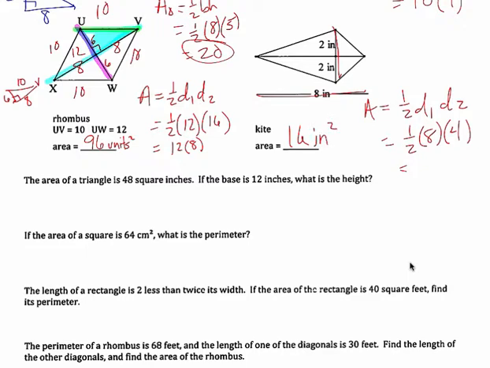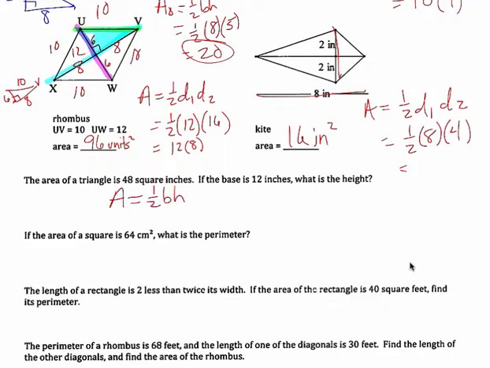A lot of times when we do area problems, I'll just write you a question without drawing you a picture. So you need to practice drawing the picture for yourself as well. For example, it says the area of a triangle is 48 square inches. If the base is 12 inches, what is the height? Like all the problems, I start with the formula. The area of a triangle is 1/2 the base times the height.